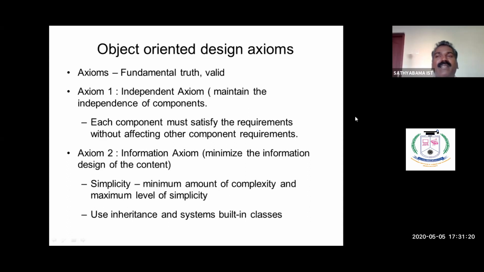An axiom, importantly, is a valid or proven concept. We have to validate the particular axiom using an example. The second axiom is the information axiom. The information axiom mainly represents how information is passed between classes and objects.